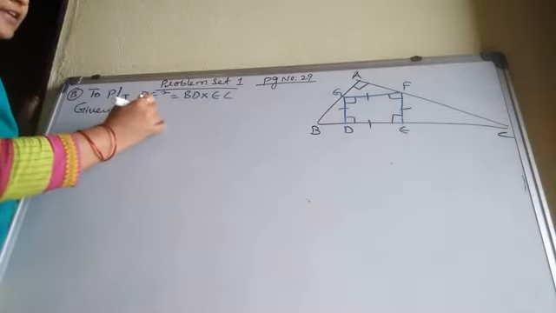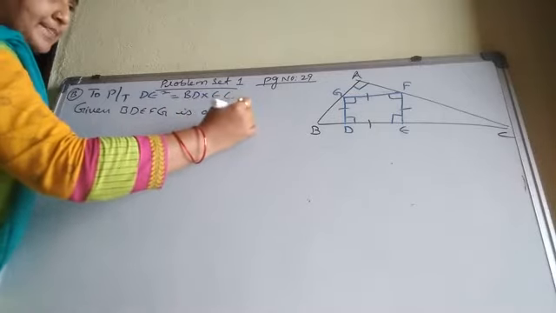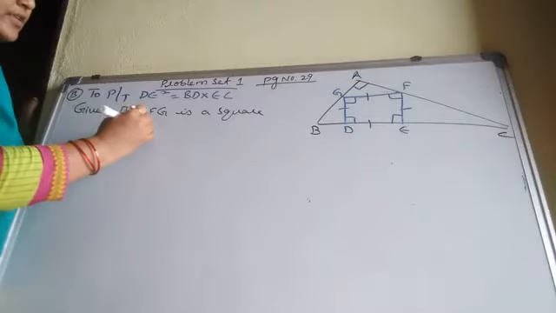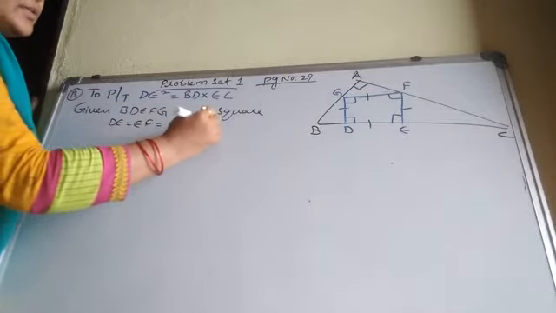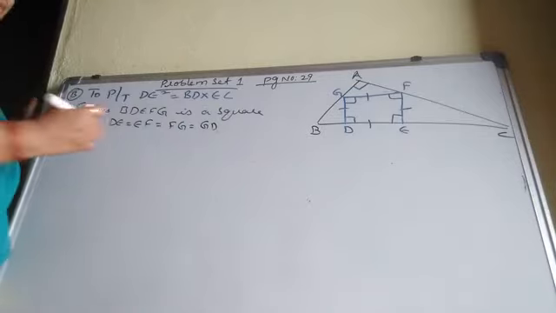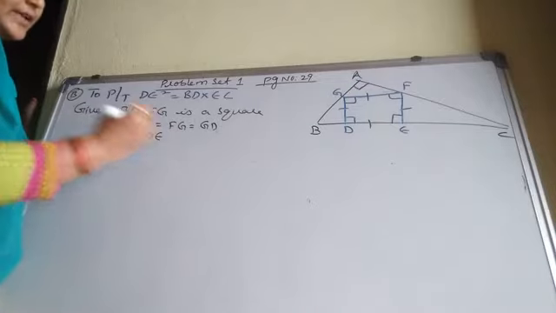Quadrilateral DEFG is a what? Square. About the square, what we know? DE equal to EF equal to FG equal to GD. All sides are congruent. Still what we know? Opposite sides are parallel. GF is parallel to DE.